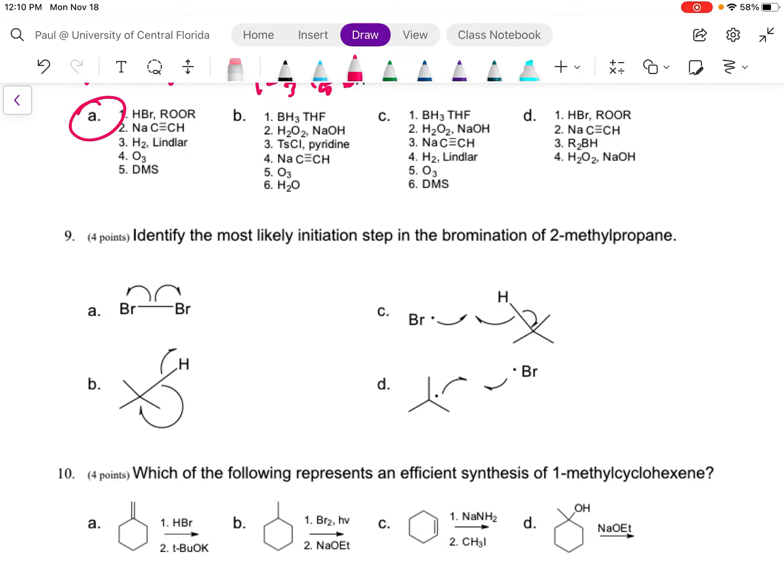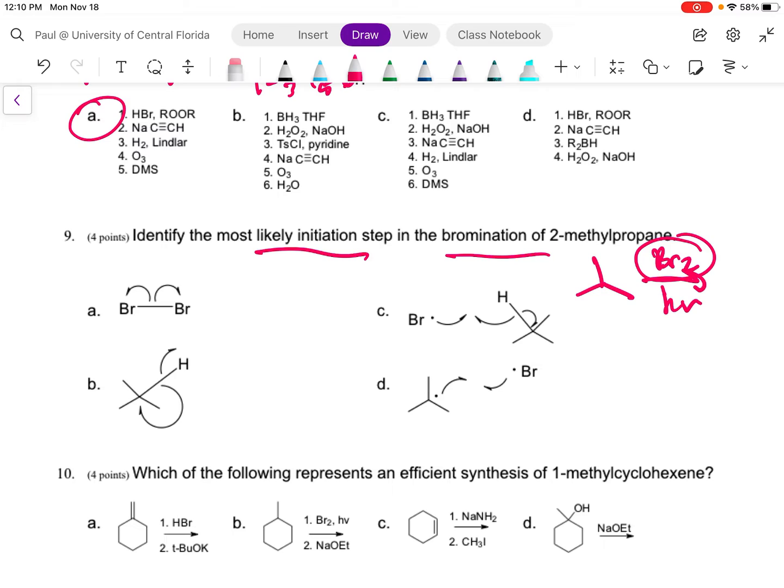Identify the most likely initiation step. So you need to understand what initiation step means. And then bromination of methylpropane, which would simply just be this. Not that, sorry. There's our methylpropane, and it said bromination. Okay, so that's Br2. And then we would have to have some kind of light to get that to go. And so when we have Br2, the initiation step is to generate that radical, which would be that step right there.